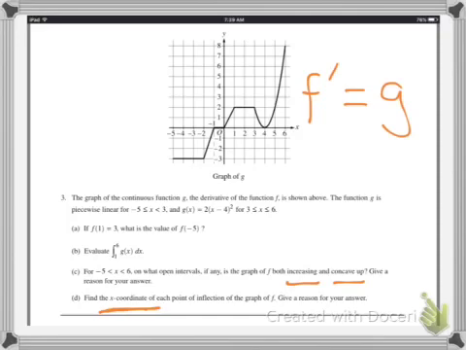So let's take a look. Right over here, the graph was decreasing and then increasing. And so therefore, on this part right here, the graph of f would be concave down. On this part right here, the graph of f would be concave up. And so there's got to be a point of inflection at x equals 4.